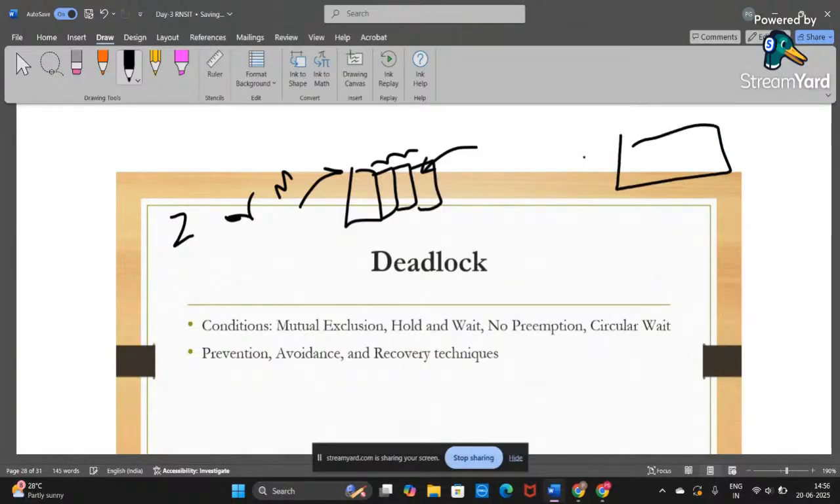You can imagine two people who have to pass each other, both in opposite directions, and there is a small space where only one person can move. Here this person is waiting for that person to move first, and that person is waiting for this person to move first. This is a real-time example. Each one is waiting for the other person to move. This is called deadlock.